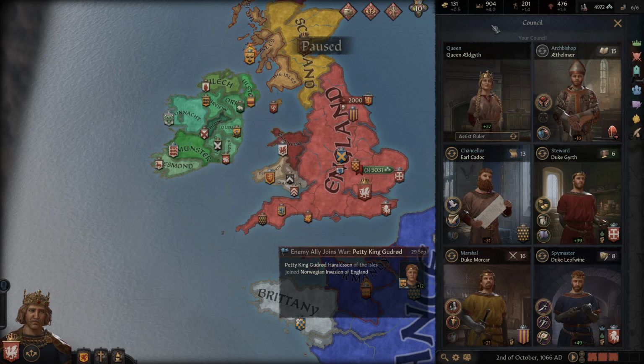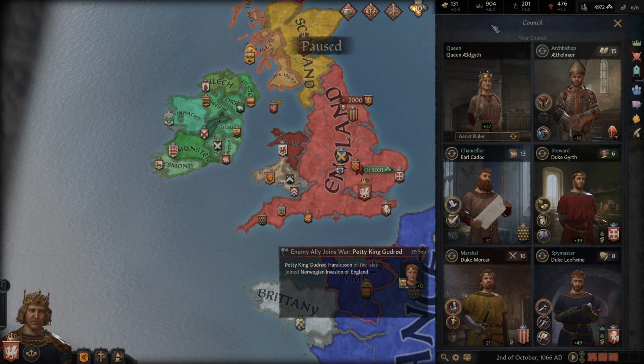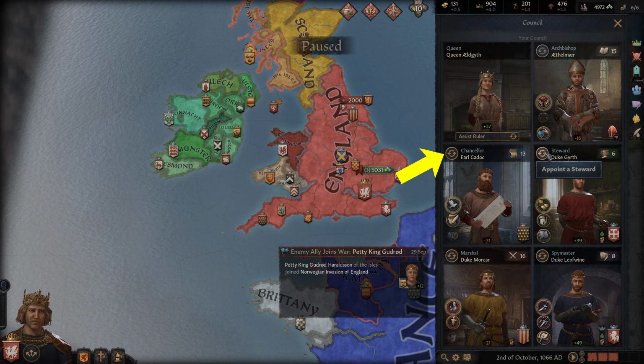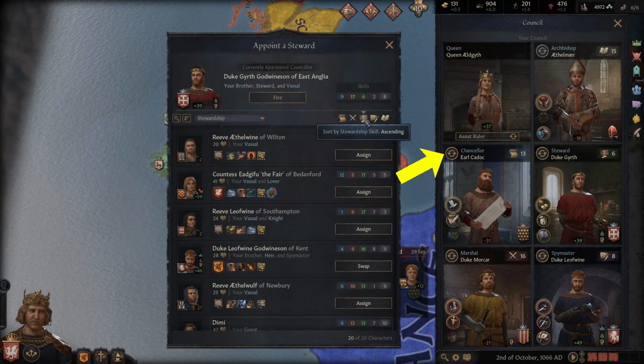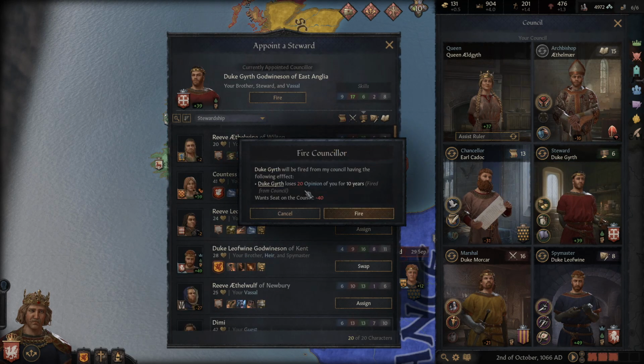Before we go over each position in detail, it's very important to note that you can swap any council member for someone else anytime you like. Just select the arrows next to the position's name to swap, but remember, the individual you fire is not going to like getting his P45, so his opinion of you will be lowered.